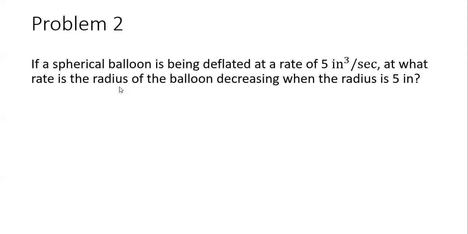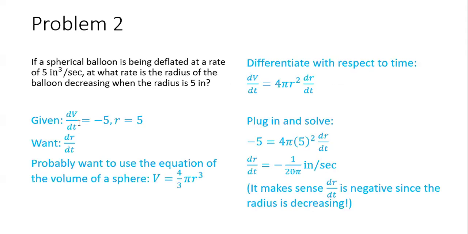It's asking, at what rate is the radius of the balloon decreasing? So if the radius is r, we're interested in dr/dt. And we expect dr/dt to be negative because it's asking at what rate it's decreasing. And they give us r equals 5. So that's what we're given: dV/dt is minus 5, r is 5. We want dr/dt. So we probably want to use the equation for the volume of a sphere because we probably need to differentiate to use this dV/dt, okay? So what's the equation for the volume of the sphere? You might be given this on the AP exam, I don't know, but this is easy enough to remember.